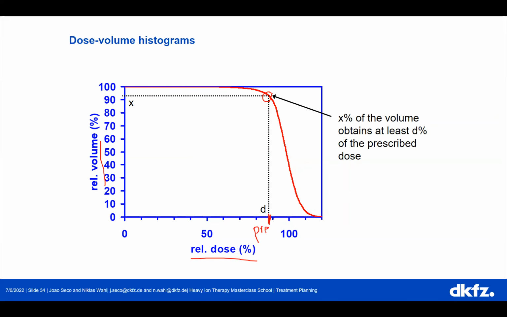that the doctor says, I want to treat with this dose. So we call that the prescription dose. And this prescription dose has to reach at least 95% of the tumor. Right? So 95% of the tumor has to be covered by this prescription dose. And this is important to guarantee that nearly all the tumor is covered with the dose that you need.